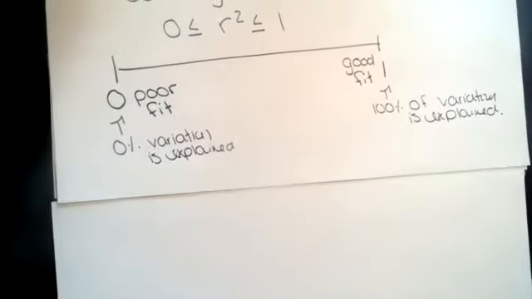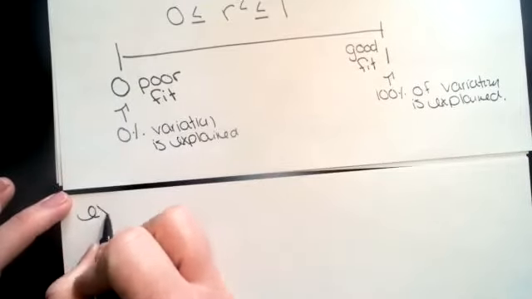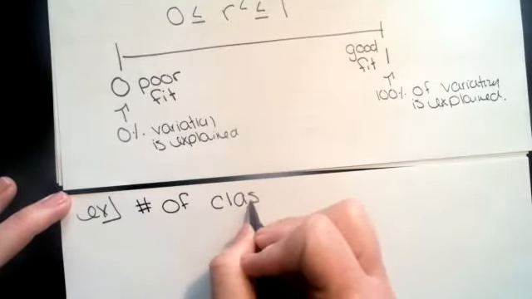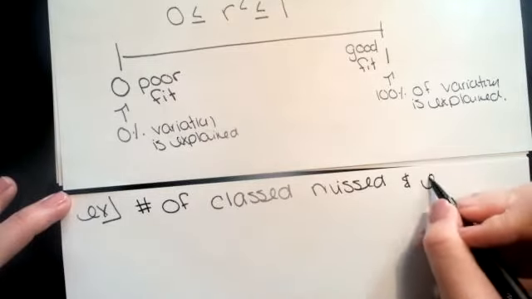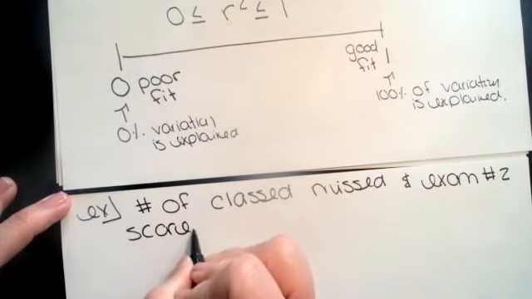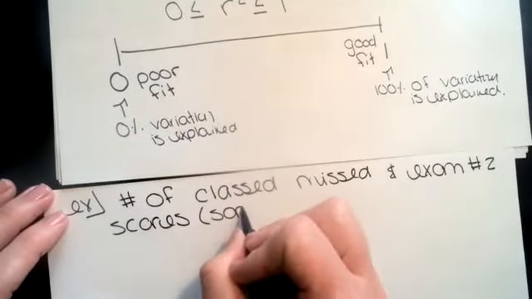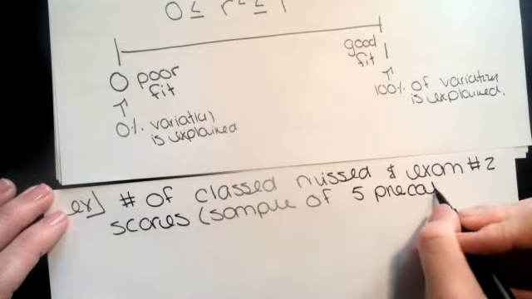Let's take a look at an example together. I'm going to look at the number of classes missed and exam number 2 scores from a previous semester. Oh no, this is my pre-calc students. This is for a sample of 5 pre-calc students.